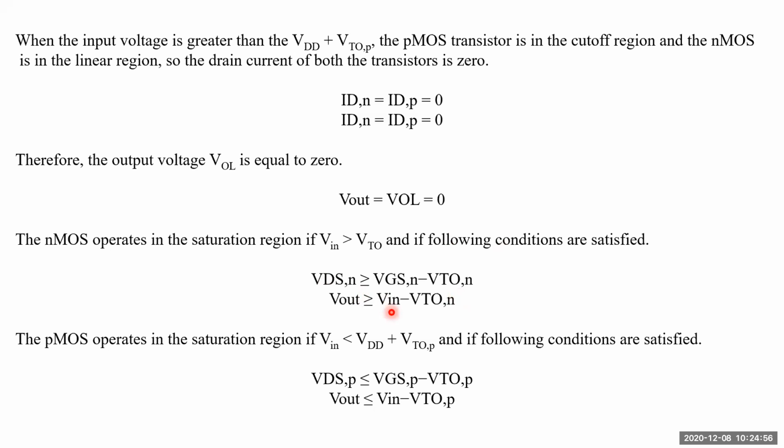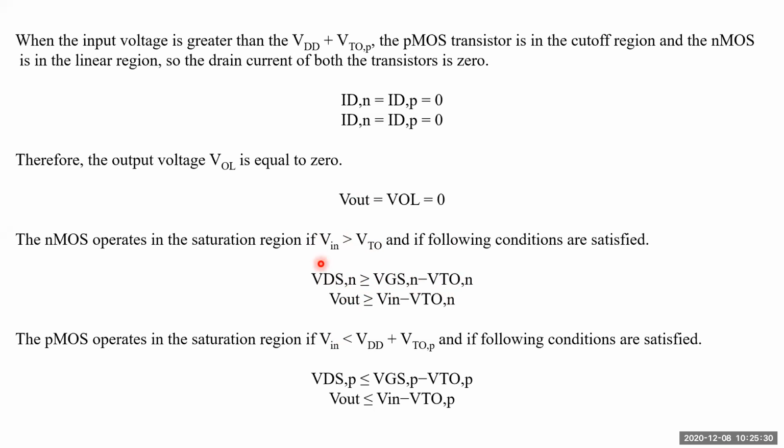He should make the mathematical analysis manually, and he should check whether the conditions have been obtained or not. So for the NMOS transistor, if it is working in the saturation region, the condition is that Vin should be greater than VTO, that is the threshold voltage. If it is greater than the threshold voltage, then the following conditions will be satisfied. The drain-source voltage of the NMOS will always be greater than or equal to the gate-source voltage of the NMOS minus the threshold voltage.